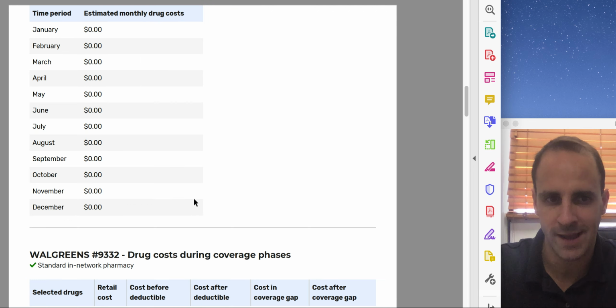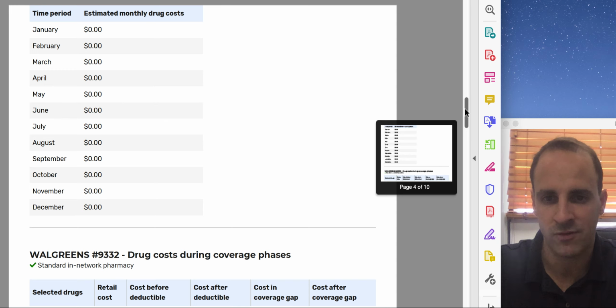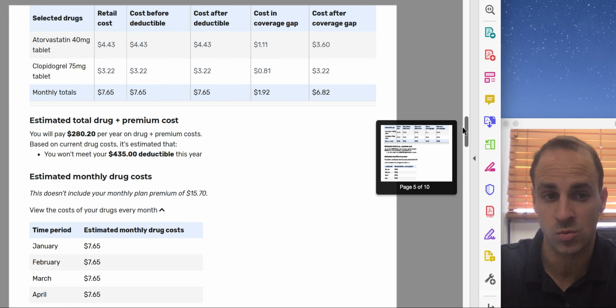And then you get a breakdown by month that shows you your drug cost. Again, this individual at CVS has 0 drug cost, so it's pretty straightforward. There would be no drug cost at CVS. Then everything just repeats now for the next pharmacy, which is Walgreens.